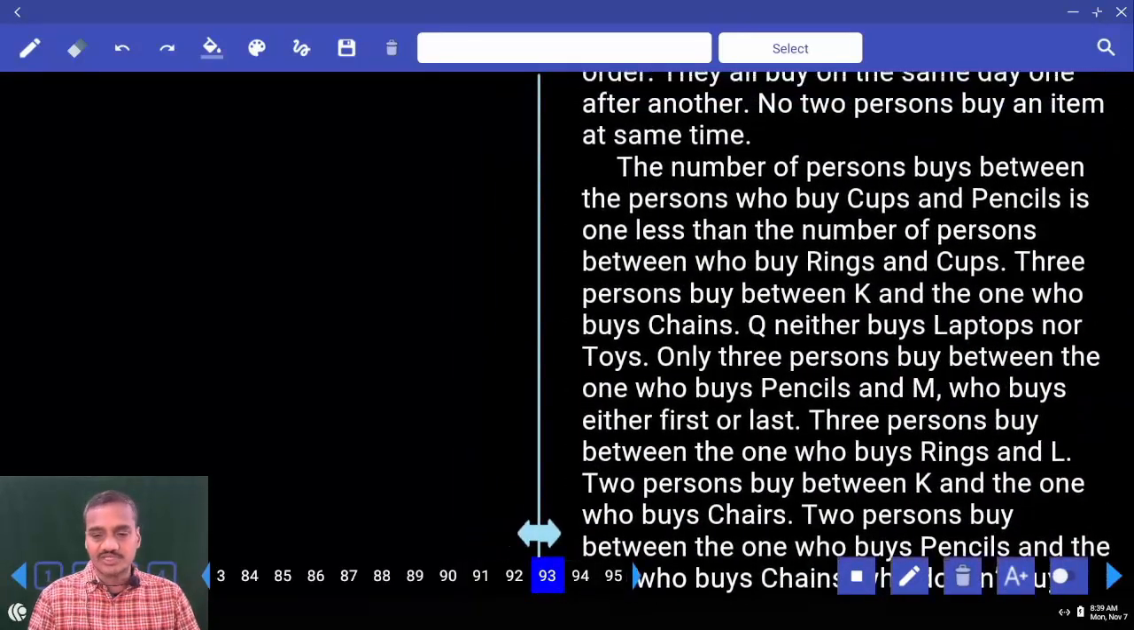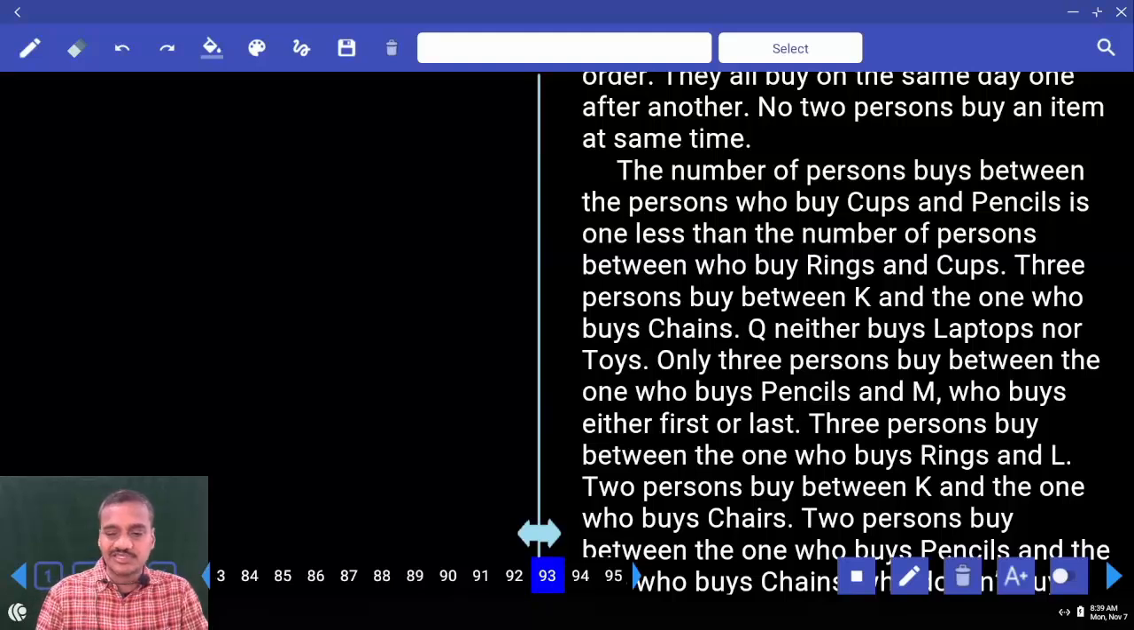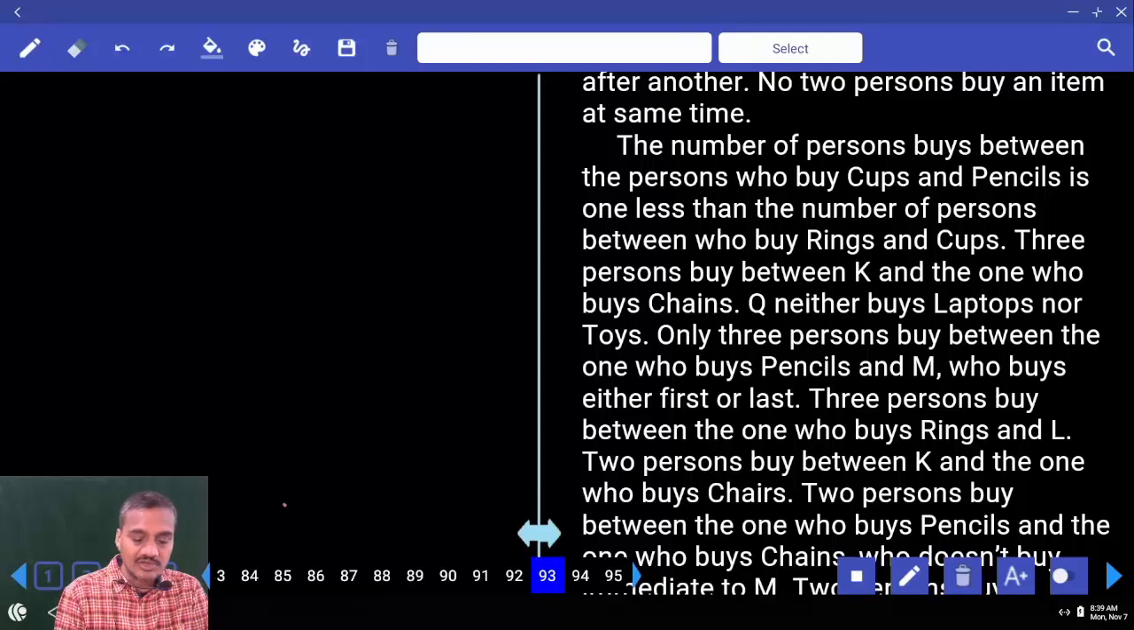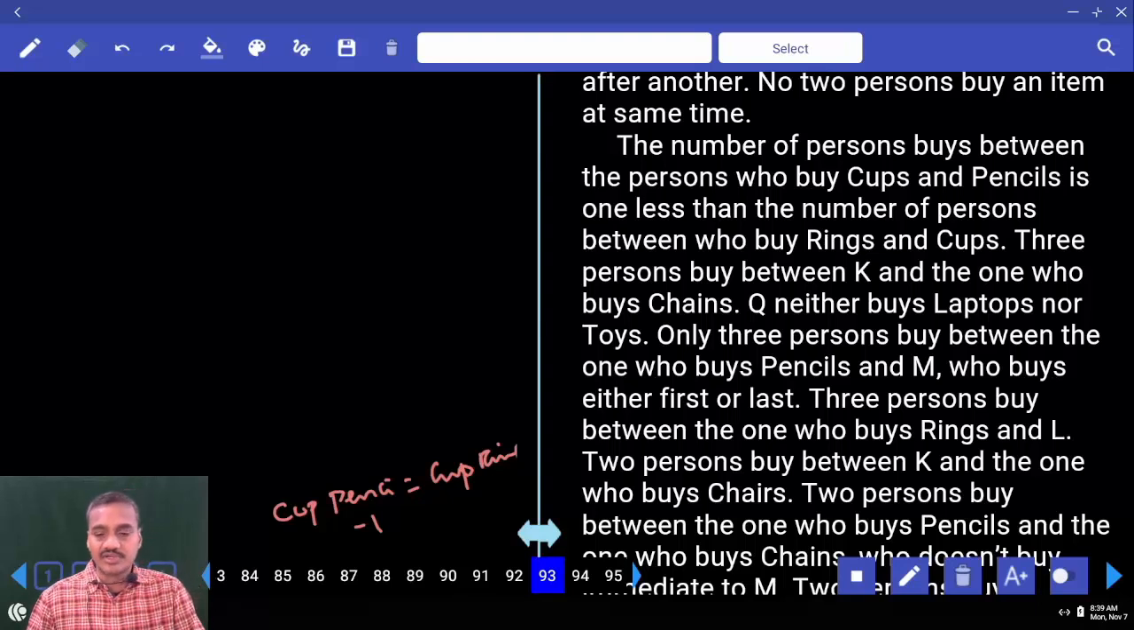Number of persons between the persons who buy cups and pencils is 1 lesser than the number of persons between rings and cups. Now cup and pencil is 1 lesser than what? 1 lesser than cup and ring. That is the information between cup and ring. And 3 persons between K and the one who buys chain. Now between K and the one who buys chains, how many people are there?